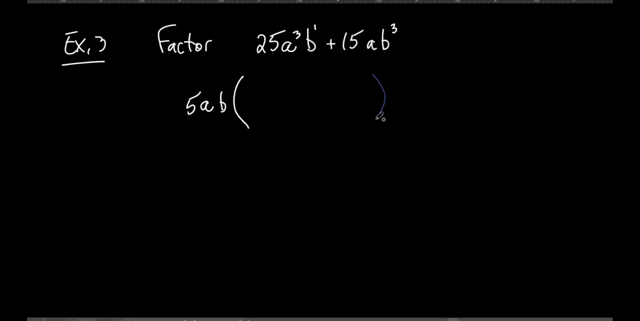But how do I figure out what's going to go in this spot right here? What's my math? What do I do? Do I add, subtract, multiply, divide? I divide. That's right. You got it. 25 divided by 5 is 5. A cubed divided by a to the first is what? A to the second. Right, a squared. Okay, because 3 minus 1.